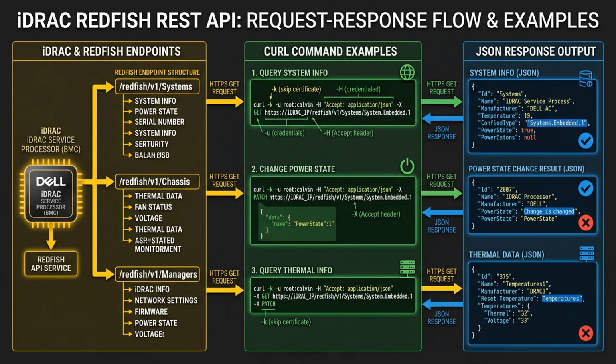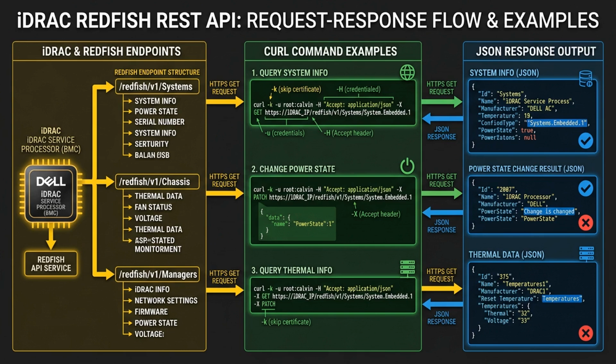iDRAC supports the Redfish REST API for modern automation. Redfish is an industry standard API for server management. You can query iDRAC using simple curl commands over HTTPS. The base endpoint is /redfish/v1/systems. Use curl with -k flag to bypass SSL verification in lab.